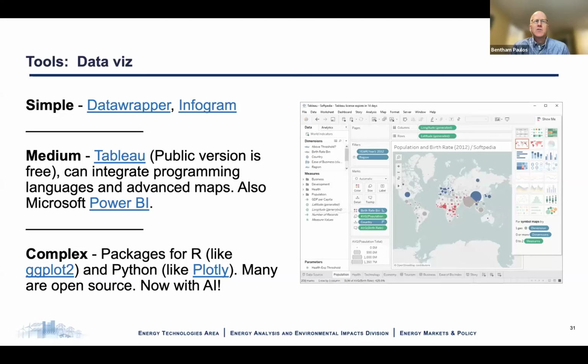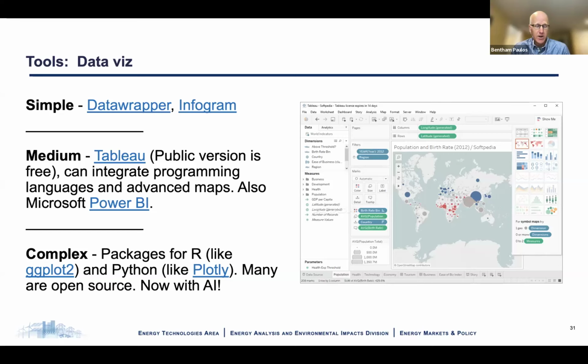Then there are data viz creation tools, authoring tools. There are simple ones like Data Wrapper and Infogram. Data Wrapper you see a lot in newspapers, especially online. It's a very straightforward thing for making simple interactive charts and graphs. Infogram is basically a nicer looking version of Data Wrapper. It has nice colors and animations to it. And the medium level of complexity is where I would put Tableau.